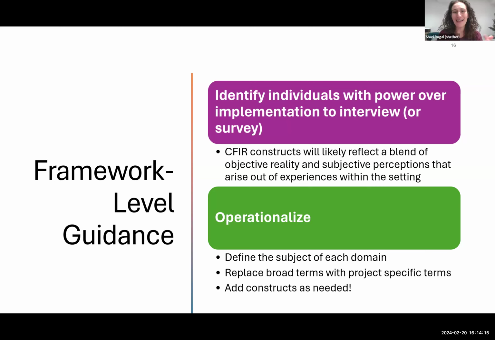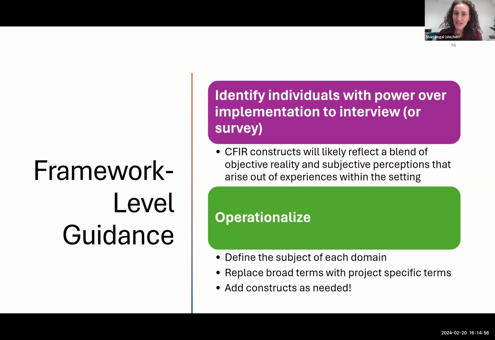And I'm sure a lot of people have had this experience themselves and can speak to it. But essentially, the people that we want to talk to are individuals with power over implementation. And, also acknowledging that when we're asking people, we are, of course, getting their perspectives. So we're getting a blend of the objective reality and the subjective perceptions that arise out of the experiences within the setting. So there's an acknowledgement that this is not some absolute Aristotelian truth or something. But we know that we're collecting perceptions, and those perceptions actually influence reality. So it is also still important.